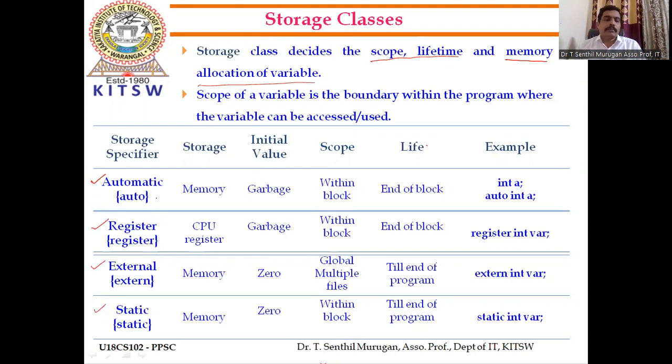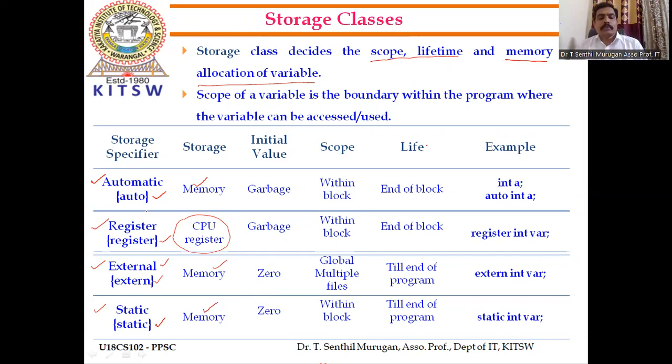For automatic, we use the keyword auto. For register, we simply write register. For external storage, we use extern. And for the static storage class, we use static. All the storage classes use memory like RAM, other than the register specifier, which uses registers. The remaining ones all use memory like RAM, random access memory.